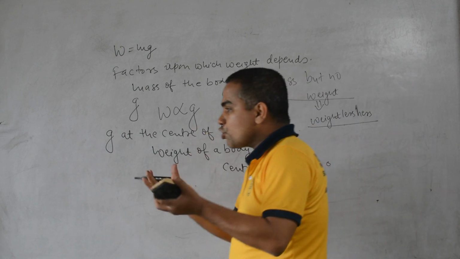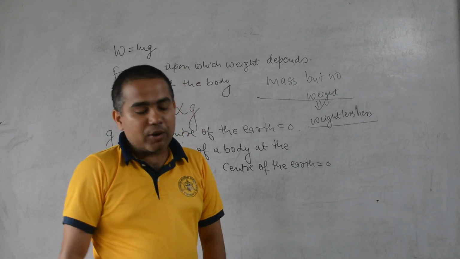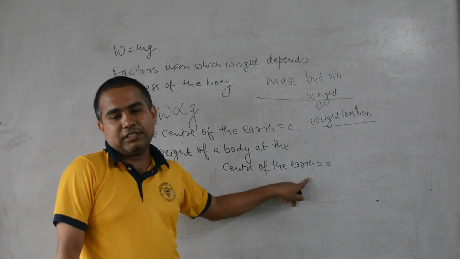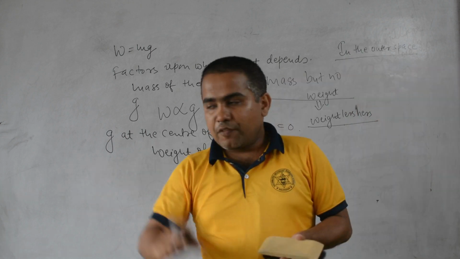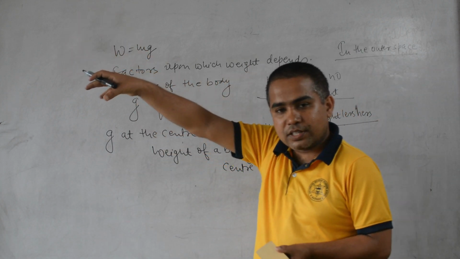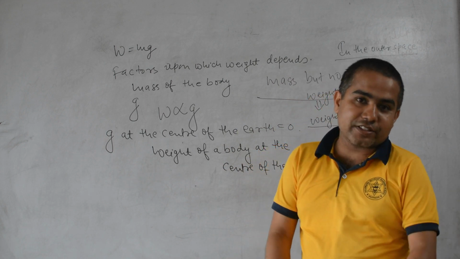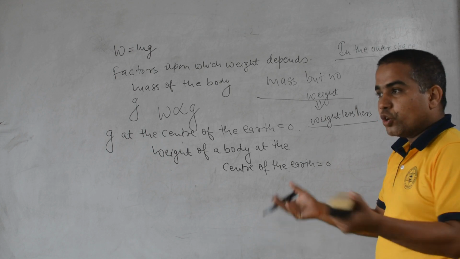So when does this situation arise? There are some conditions, and those conditions we are going to discuss. One condition I have already stated, at the center of the earth. Similarly, the other situation is in outer space. If a mass is taken to outer space, there are no heavenly bodies to exert the force of gravity upon that mass. So in that regard, the weight of the body becomes 0.